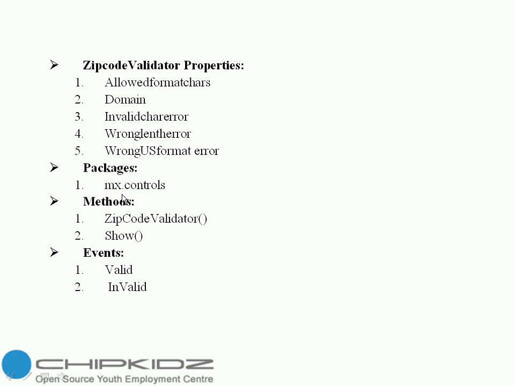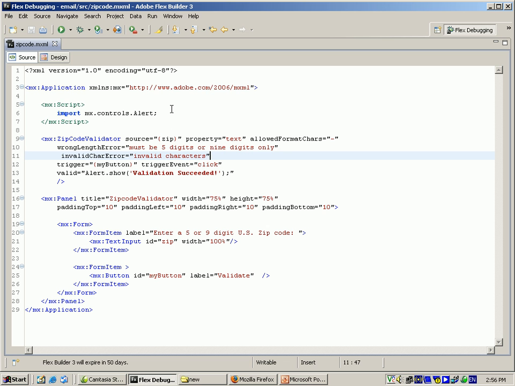Add the package mx.controls. Then I used the method: ZipCodeValidator is a constructor, so it displays the output events: valid is dispatched when the validation succeeds, and invalid is dispatched when the validation fails. Then I explain the code by using Flex.